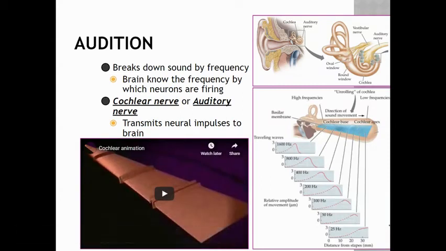Our cochlea breaks down the sound by frequency, and the brain knows the frequency based on which neurons are firing. And so in that cochlear animation at the bottom of the screen, that gives you an idea of how that occurs. So then those neural impulses are transferred to the cochlear nerve, also called the auditory nerve, which transmits those neural impulses to the brain.